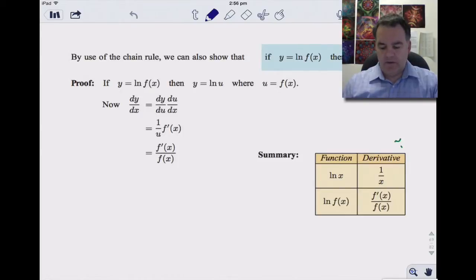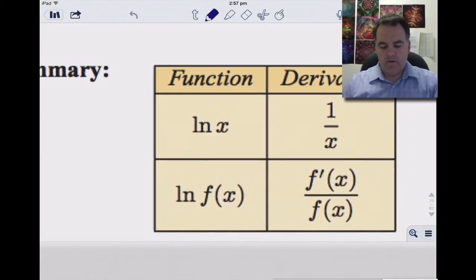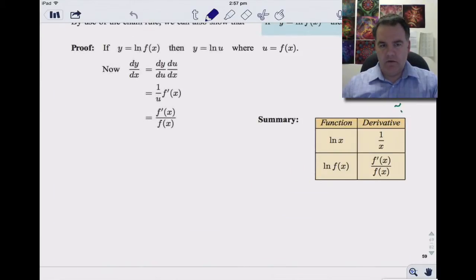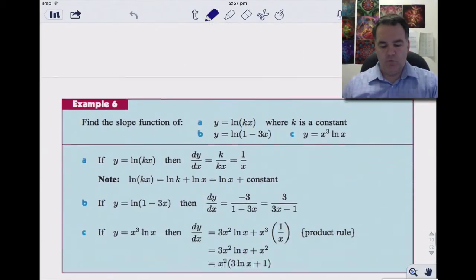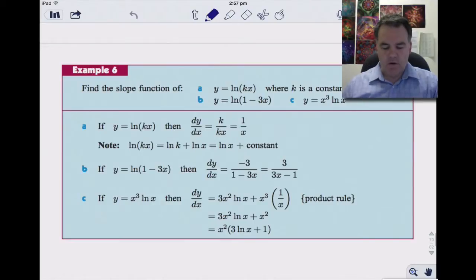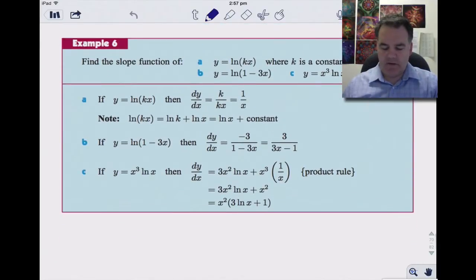Let's have a look now. So there's that really important rule down there. So for those functions, that's what the derivatives actually are. Let's have a look at a few more. I'm looking at C here on page 60.